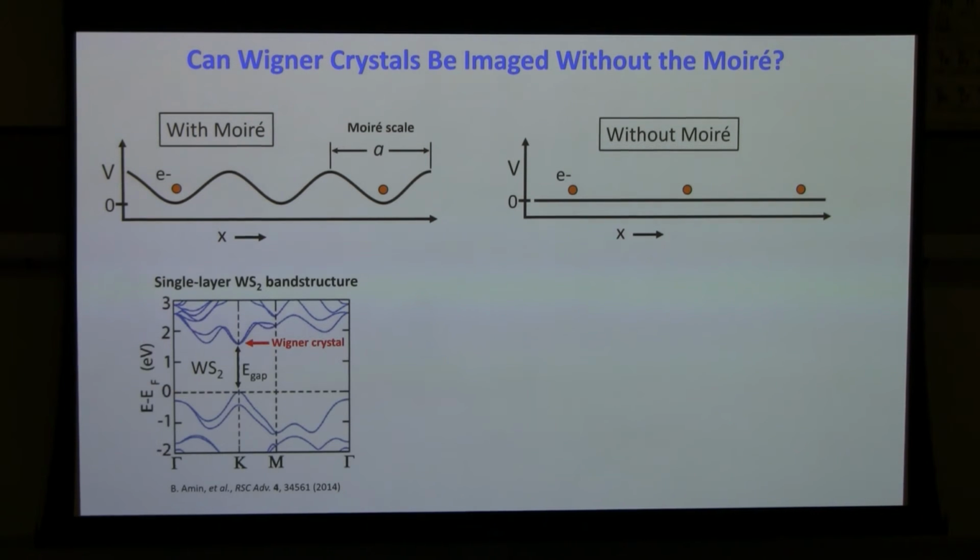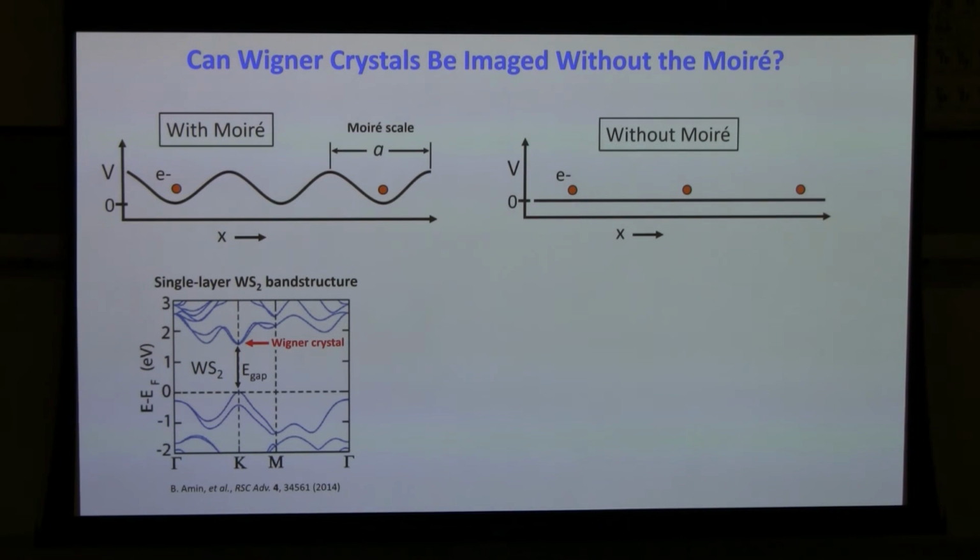To do that, we looked at single layer tungsten disulfide. Here I show the band structure of a single layer of tungsten disulfide. This is the energy versus momentum, and this is the conduction band edge right there. To make a Wigner crystal, all we've got to do is put some electrons right there into that band edge, and if we put just the right amount, then they should crystallize.